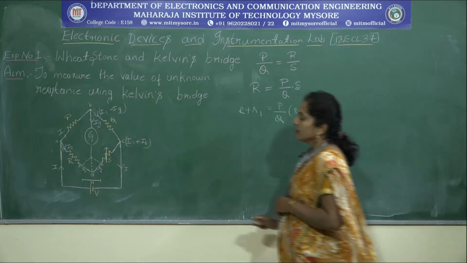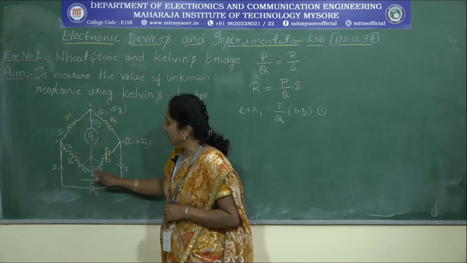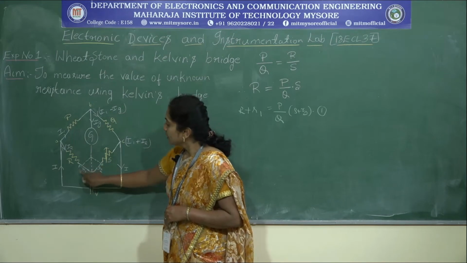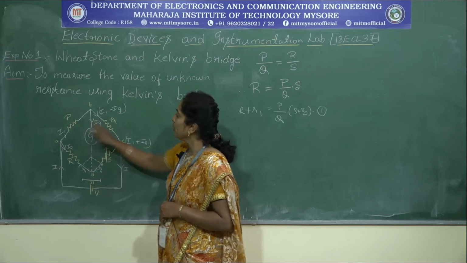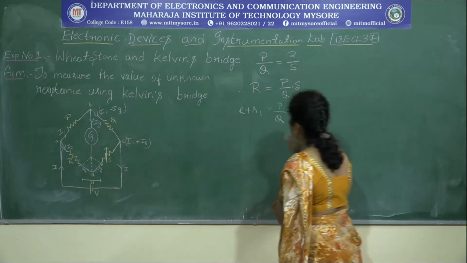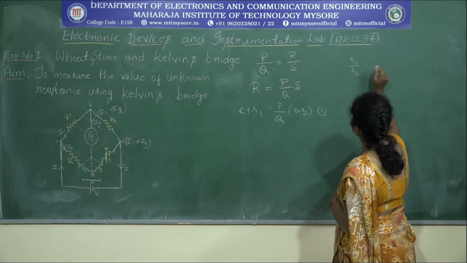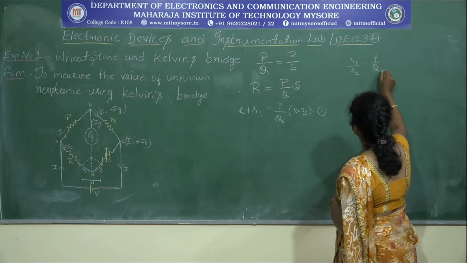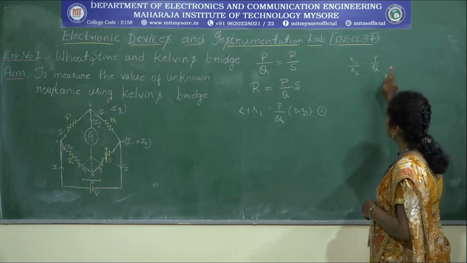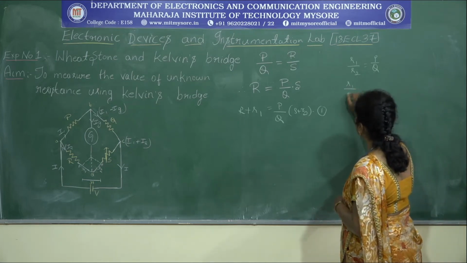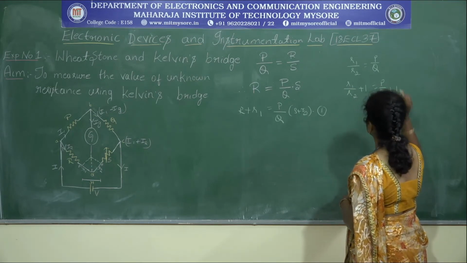Now we will take this one as R. Here we have R1 and R2, two internal resistances. This ratio R1 by R2 is almost equal to the P by Q ratio. We can write, like the Wheatstone bridge, R1 by R2 has the ratio of P by Q. Now what are you going to do? I will add 1 to LHS and RHS. R1 by R2 plus 1 is equal to P by Q plus 1.